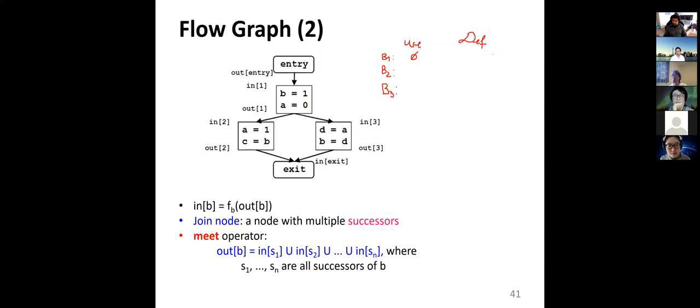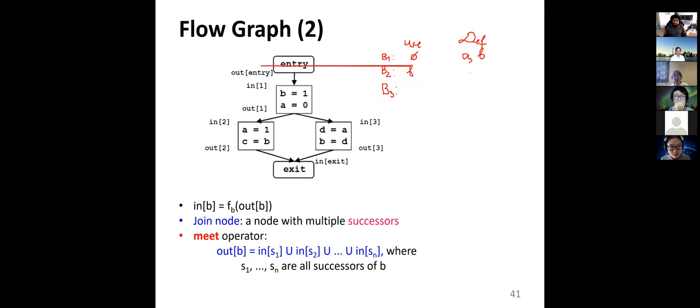A and B. Exactly. I didn't notice who said that, but that was the correct answer, A and B. Okay, let's look at the basic block B2. Is anything used in basic block B2? This is B1, B2, B3. B is being used. Yes, B is being used.